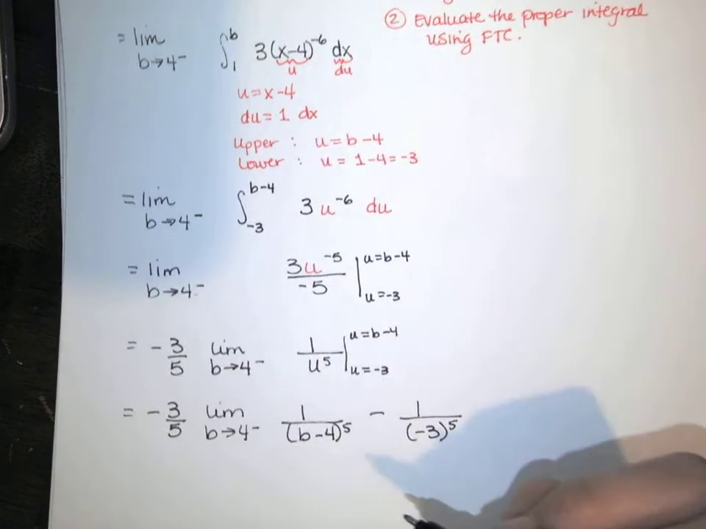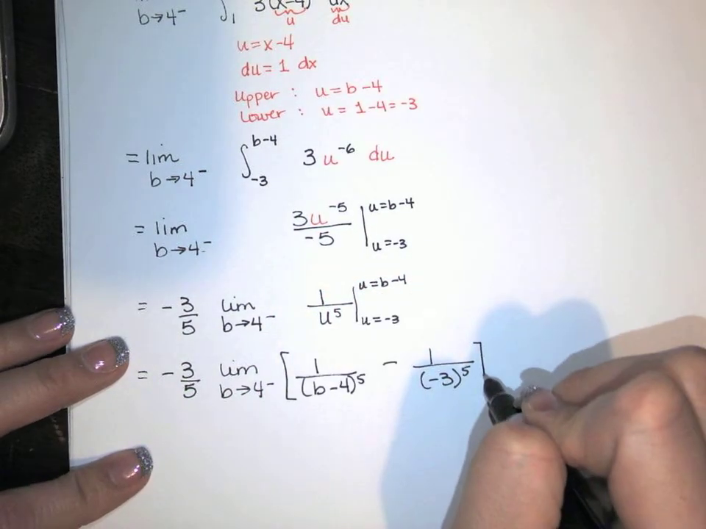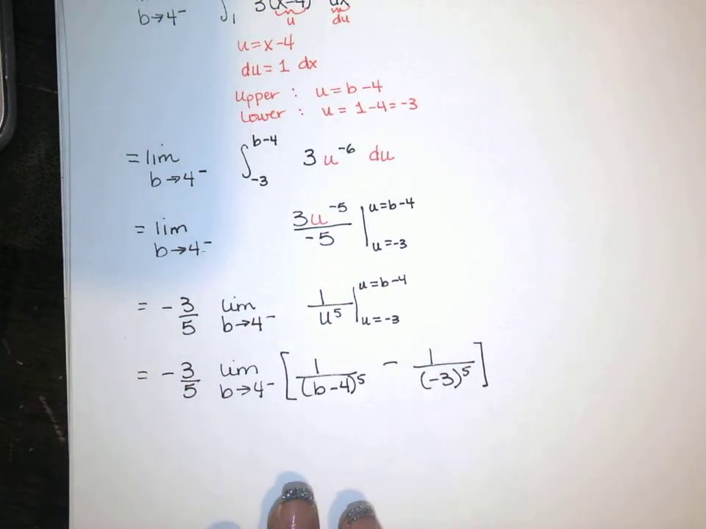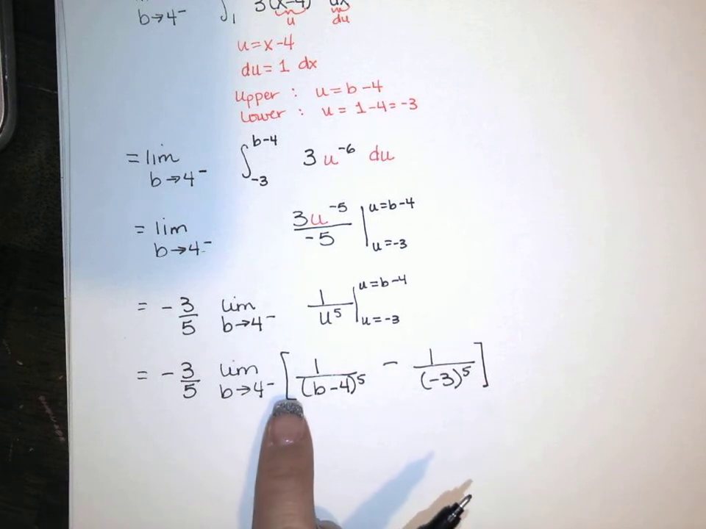Okay. So the question is, what's the limit of that result? What happens to this quantity as b approaches negative 4 from the left?